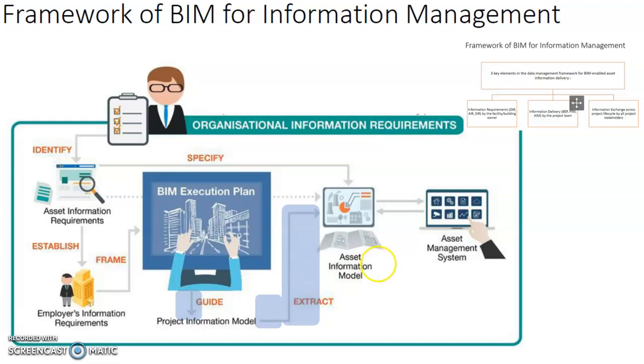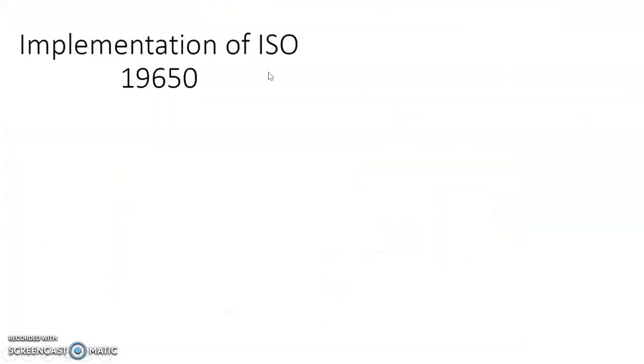Now let's move on to talk about the ISO for BIM. There is a particular ISO standard for BIM called ISO 19650. We'll be talking about this ISO standard, but before that, a bit of background on what ISO actually is.